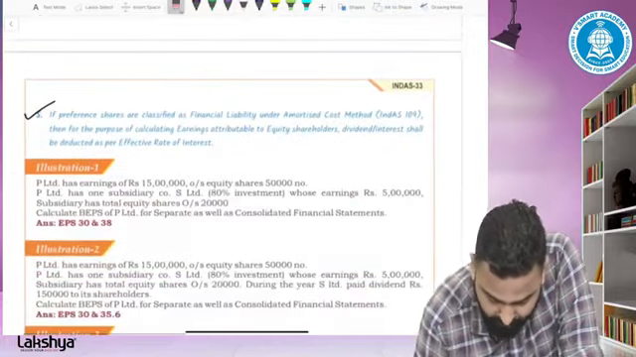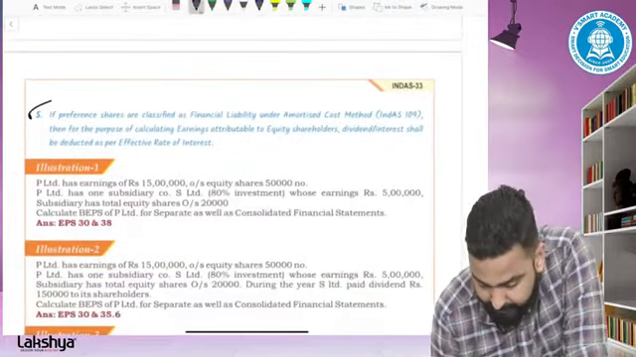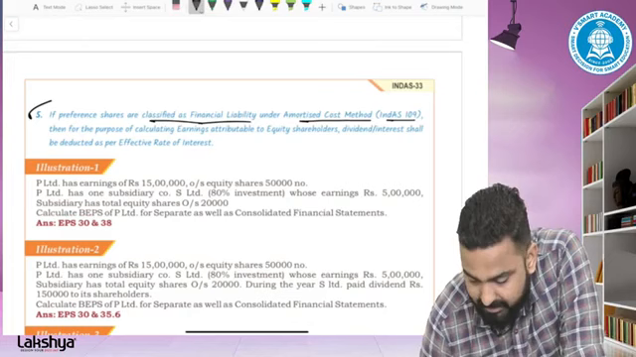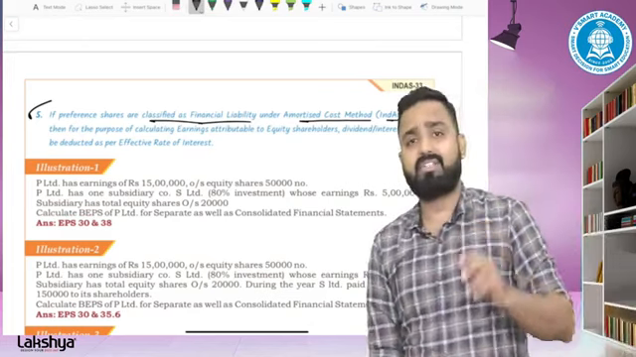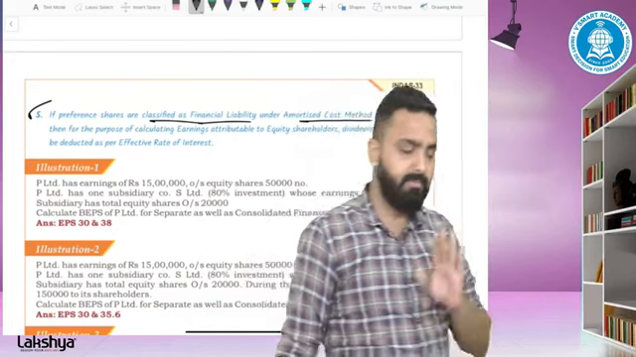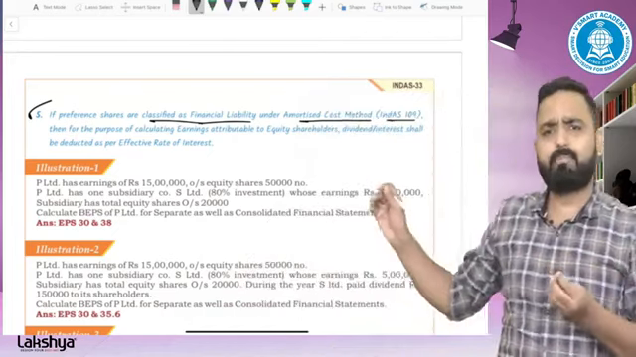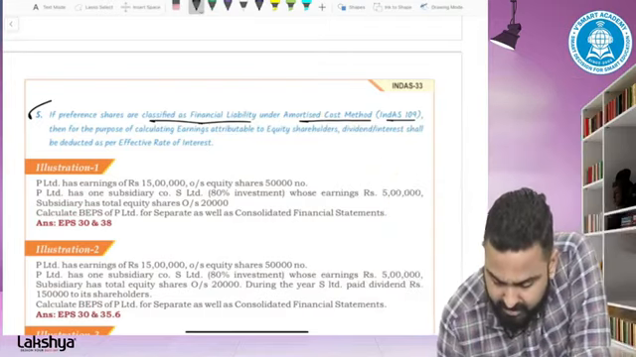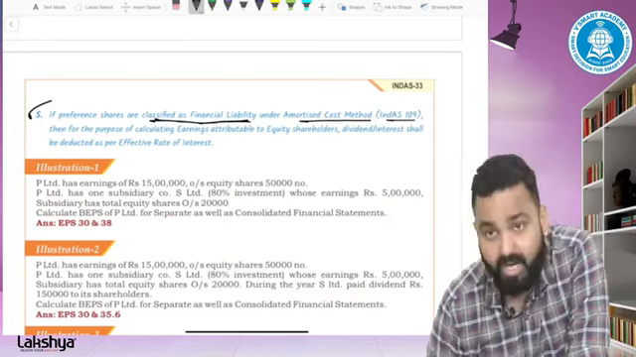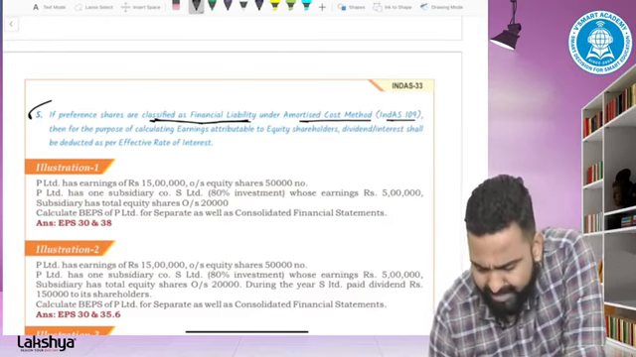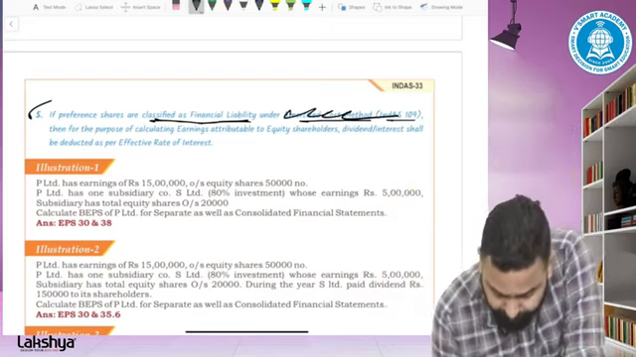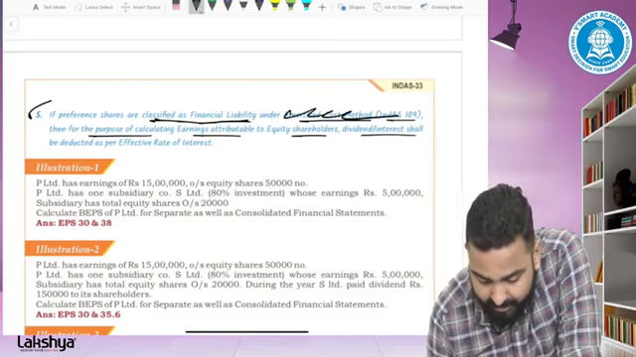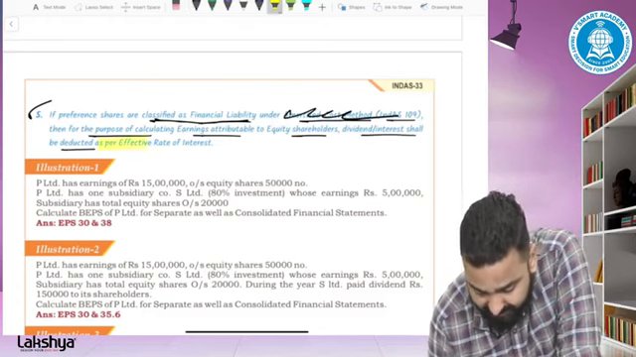Okay, the last point but not the least. If the preference shares are classified as financial liability under the amortized cost method under Ind AS 109. We haven't discussed Ind AS 109 till now, but I'll discuss a bit of it to let you understand. Now forget about this amortized cost. Then for the purpose of calculating earnings attributable to equity shareholders, dividend or interest shall be deducted as per the effective rate of interest.